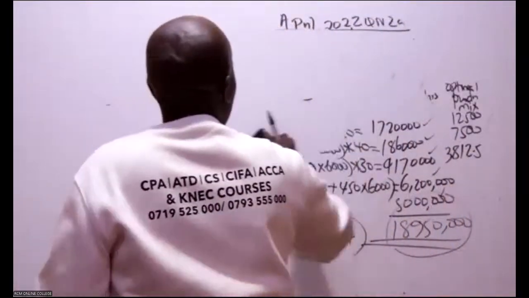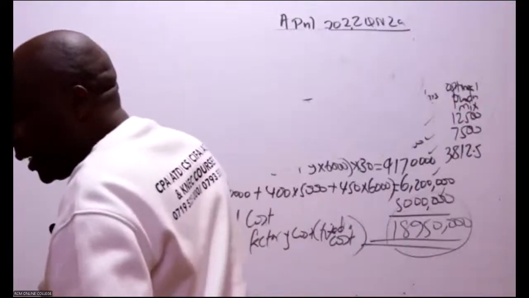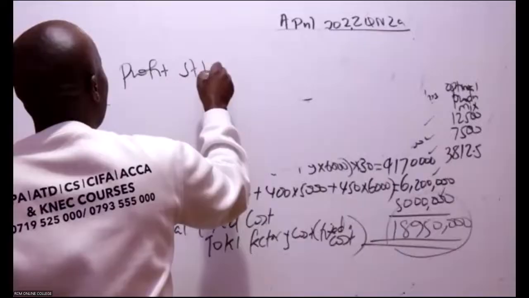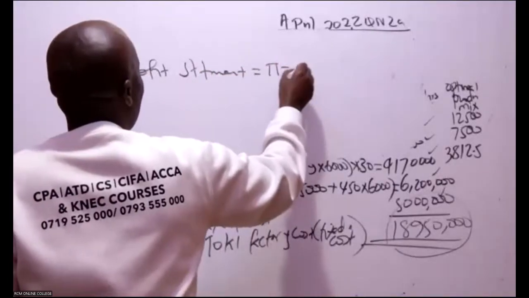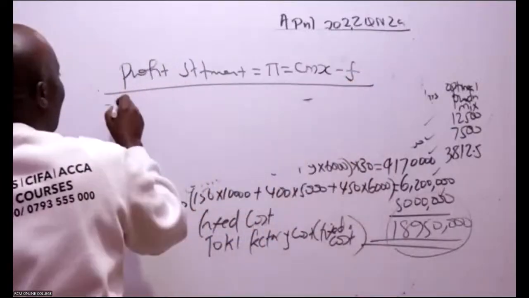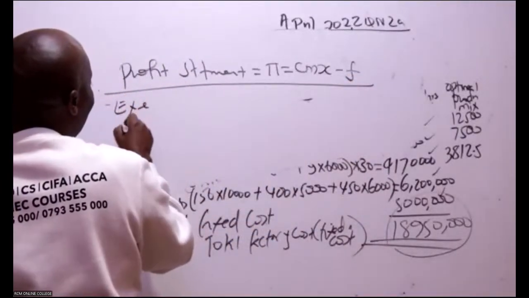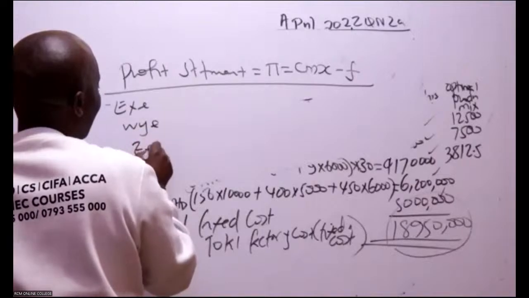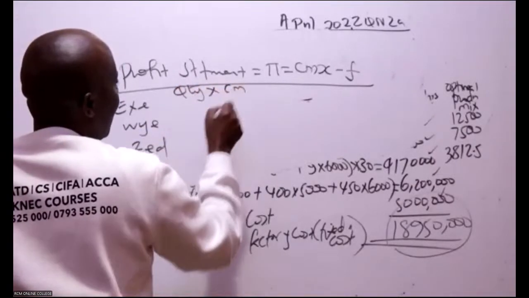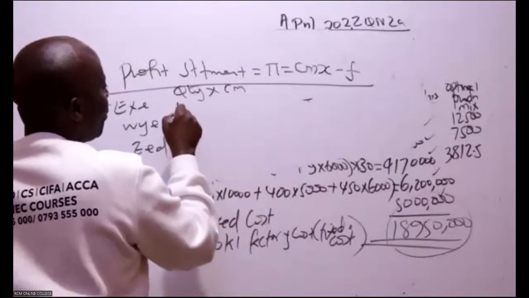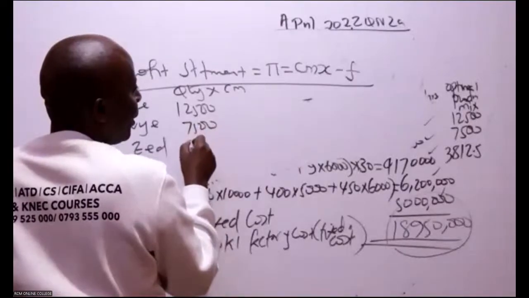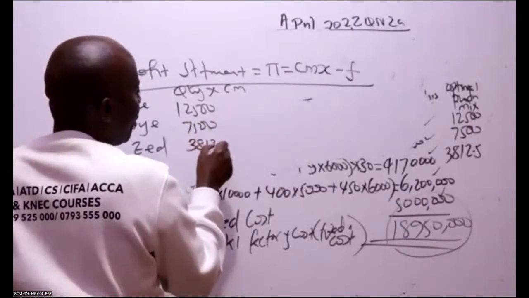Profit statement. So remember, profit is CM times quantity minus fixed costs. So we have here X, Y, Z. Already we have here quantity times CM. The quantity, the first one is 12,500. We have 7,500. We have 3,812.5.